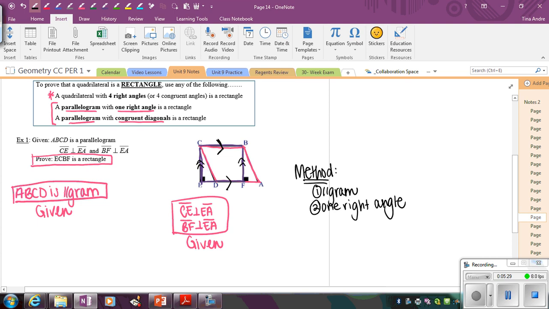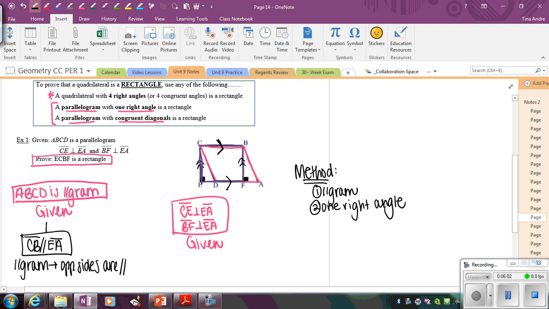So the first thing I said was I could say that those are parallel. So let's go ahead and mention that. So I can say CB is parallel to EA. So those entire lines are parallel. And that's because a parallelogram implies opposite sides are parallel. So that's getting me one piece that I need.